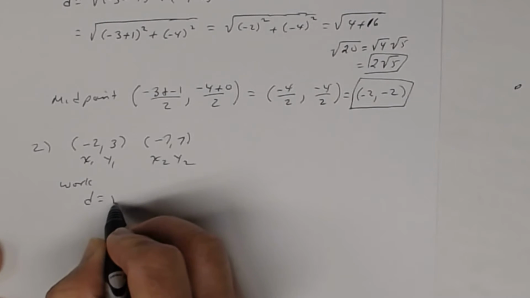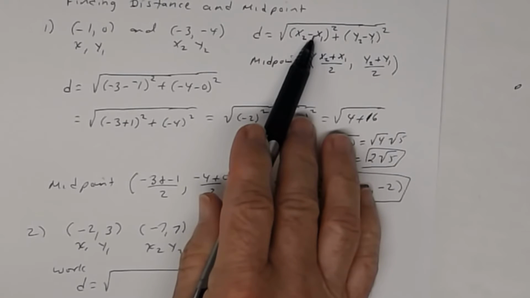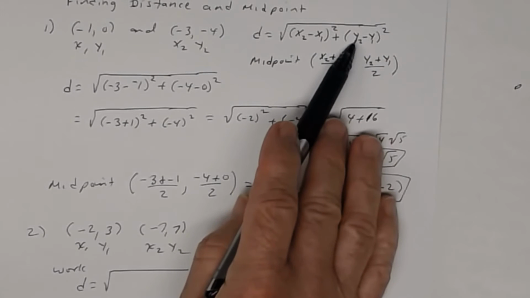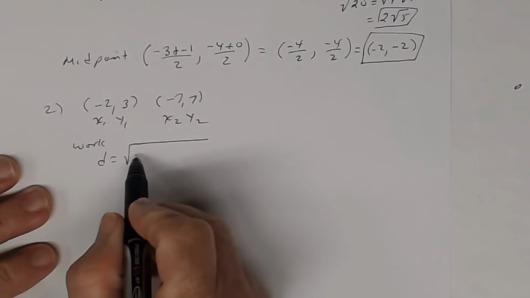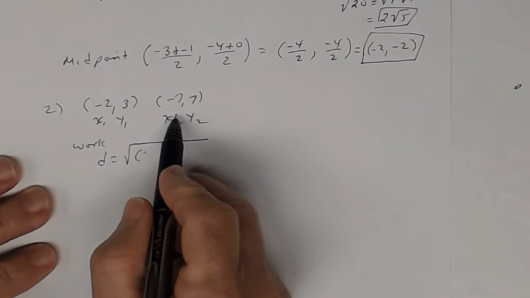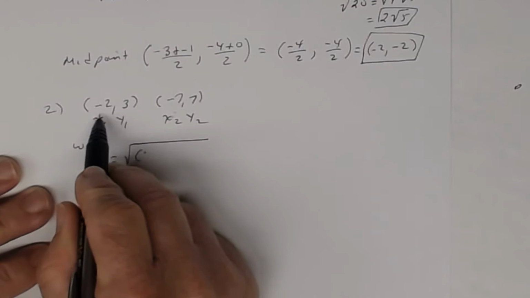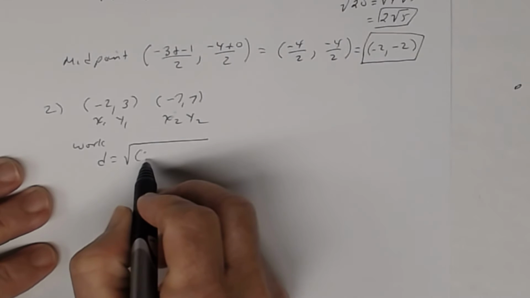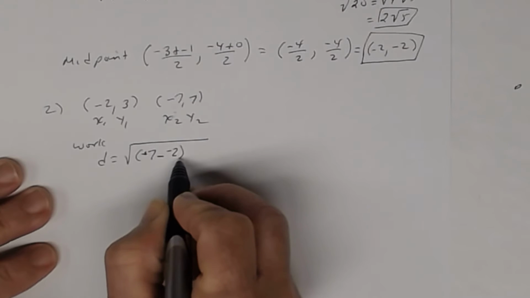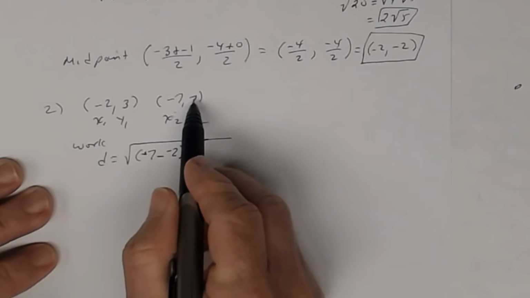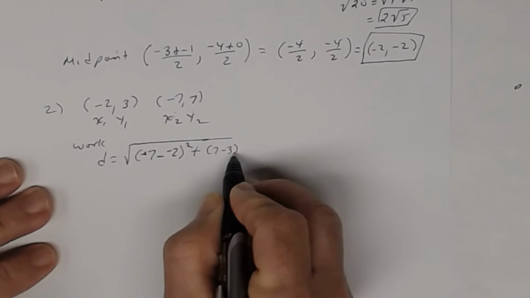You're going to say distance equals the square root of. Remember, you're going to subtract the x coordinates from each other and square it, then subtract the y coordinates from each other and square it. So you say negative 7 subtract a negative 2, this x subtract this x. Remember the operation is subtraction, so keep that in mind. Negative 7 subtract a negative 2, squared, plus. And then you subtract the y coordinates: 7 subtract 3, squared.